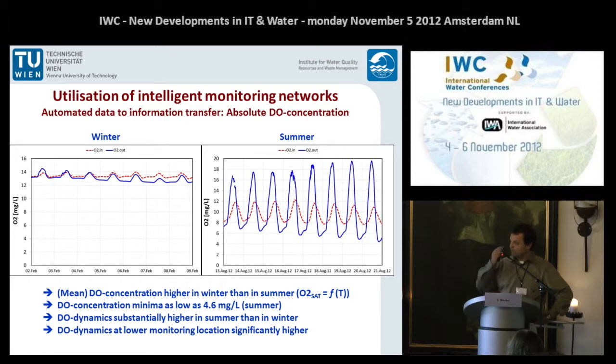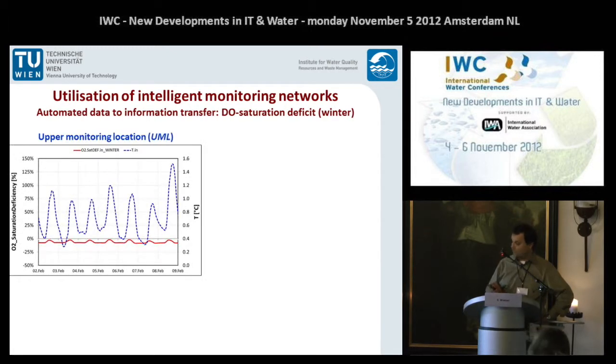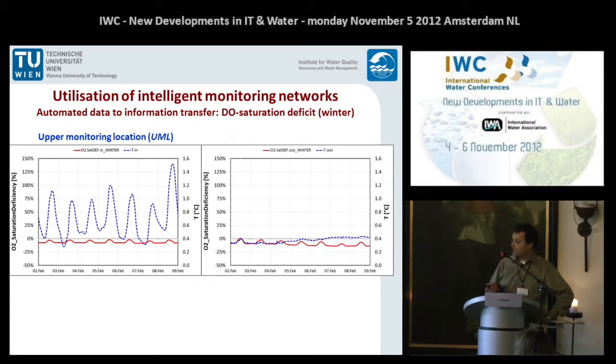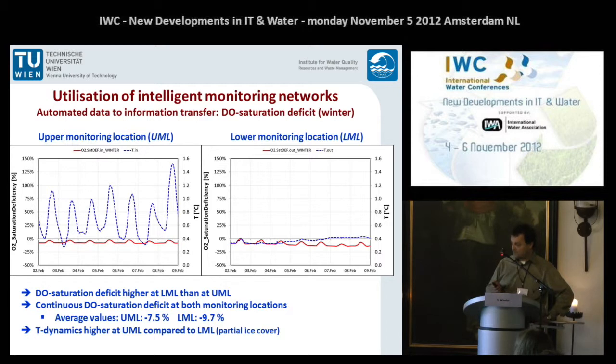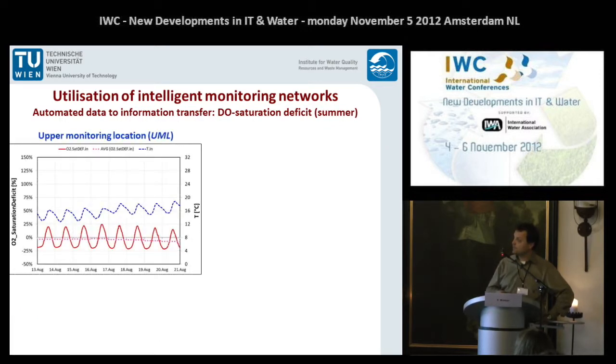But if you only look at the absolute concentration, you don't get as much information out as if you look at the saturation deficit at these two locations. From this we see that in winter we have a continuous deficit at both locations, and that we have some higher degree of saturation deficit at the lower monitoring location. If you look at summer, it's a quite different picture.